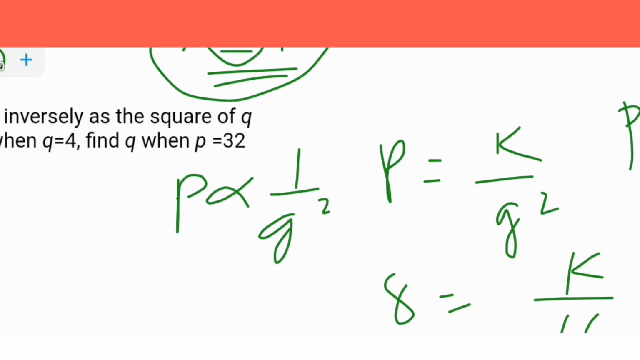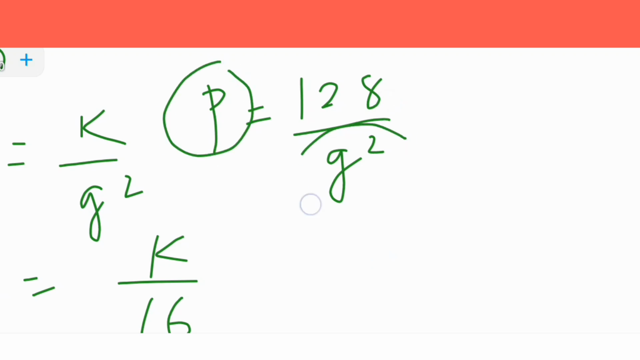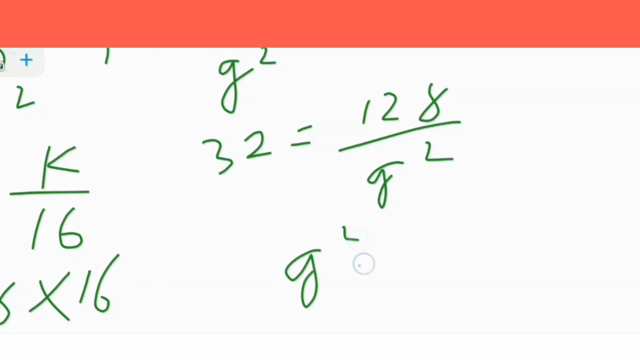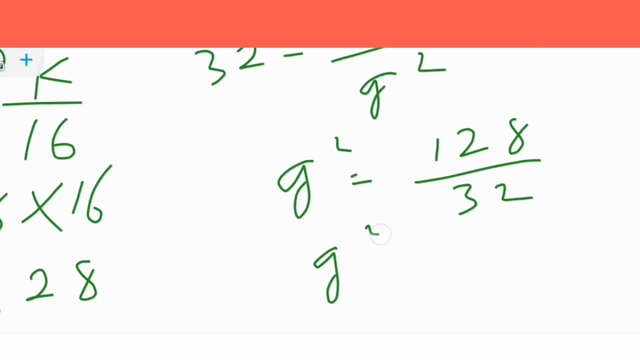So you are told to find the value of Q when P is 32. So this one is not 32. We're looking for this one. So you just say 32 is equals to 128 over Q squared. From here, you're going to get Q squared is equals to 128 divided by 32. So if you divide that, you're going to get 4. Q squared is equals to 4.